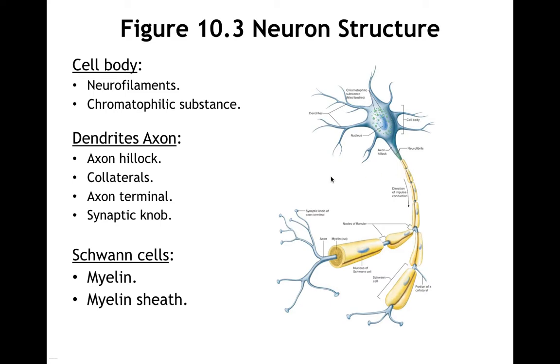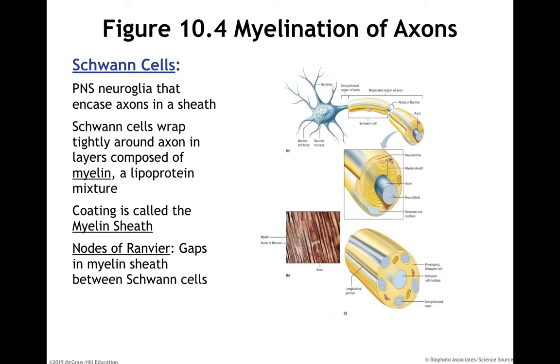In the periphery, those neurons are also insulated. Many of them are insulated by myelin, which is provided by a myelin sheath, which is produced by something called Schwann cells. Those Schwann cells are found only in the periphery. They're PNS neuroglia, encase the axons in a sheath. They wrap tightly around the axon in layers that are composed of myelin, which is a lipoprotein mixture, lipids and proteins together. And that coating is called the myelin sheath.